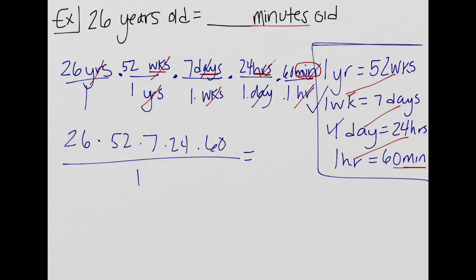So give me just a second, and I'll crunch it. You start crunching on your calculator. 26 times 52 times 7 times 24 times 60. So it's going to be a big answer. It's 13,628,160 minutes. So if I'm 26 years old, I am 13,628,160 minutes old. Just think about that. They're equivalent. We're not saying that you're older just because it's in the millions. This many minutes is equivalent to 26 years. So it's the same measure. It's just different units that we've converted to.